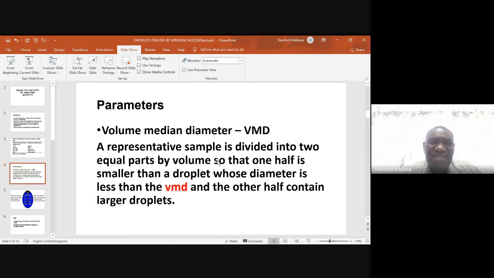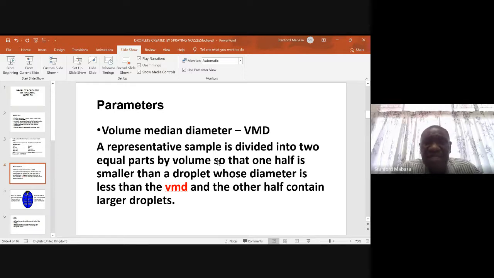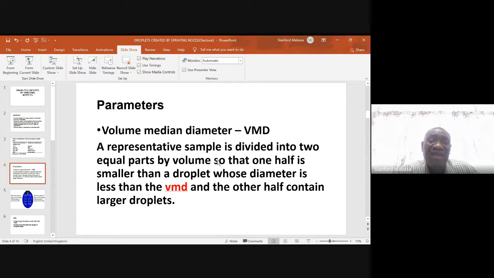This is like statistics. So it's a representative sample that is divided into two equal parts by volume, so that one half contains droplets smaller than the VMD, and the other half contains large droplets. What you are simply doing is to find the median diameter in a sample. That is the VMD.